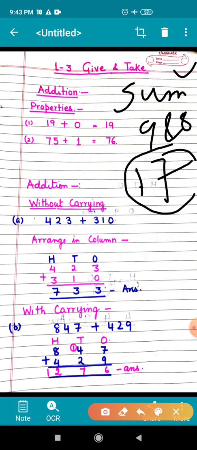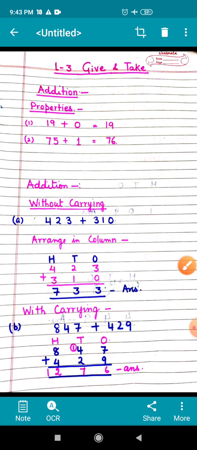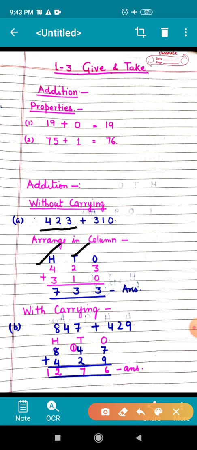Children, hope you are understanding. Now, next is addition without carrying. Children, first of all, what do we have to do? We have to arrange in columns, means we write each and every digit at its correct place. Here you can see 423 is written. So 4 goes on the 100's place, 2 on the 10's place, and 3 on the 1's place. Similarly, we will arrange 310 also: 3 on the 100's place, 1 on the 10's place, and 0 on the 1's place.